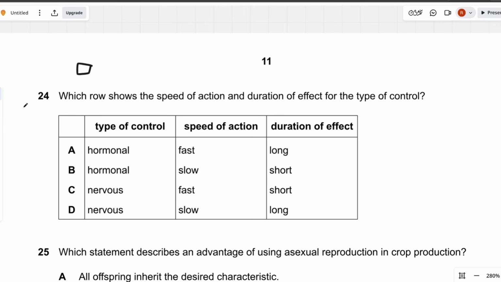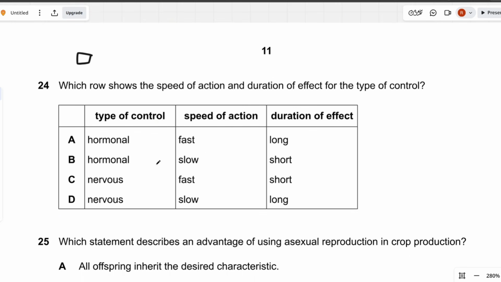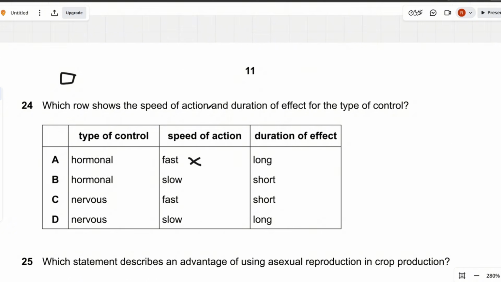Which row shows the speed of action and duration of effect for the type of control? On the left, we have the type of control, and on the right, we have the speed of action and duration of effect. Hormonal. Is the speed of action fast? No. The speed of action is slow because the hormones are chemicals that travel in the blood, and they bind to receptors on the cells, and they cause changes to the cells, and these changes are usually much slower than the changes caused by the neurons or the nervous system.